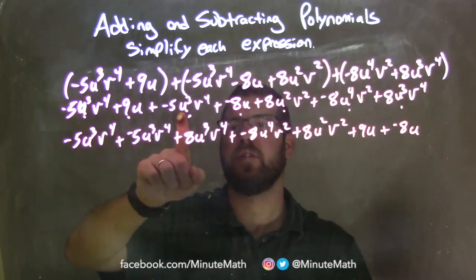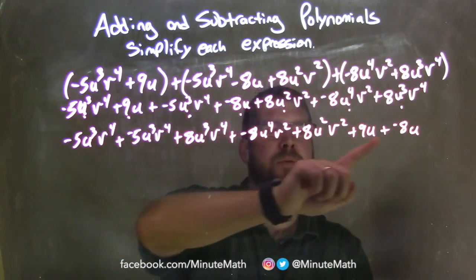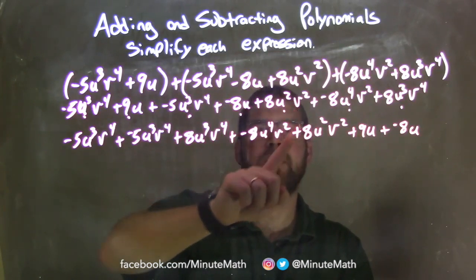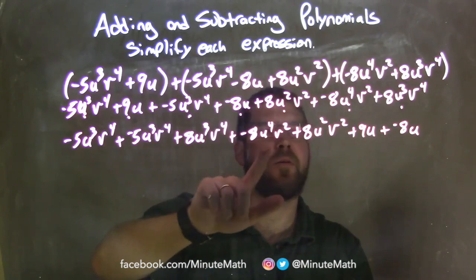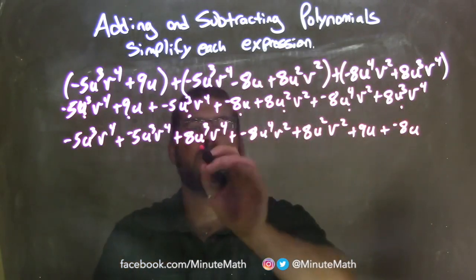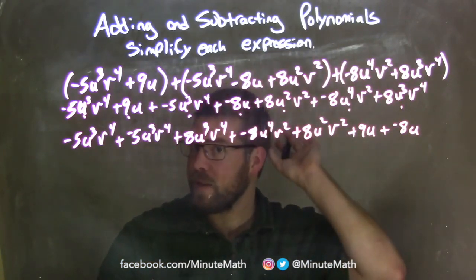Negative 5u to the third, v to the fourth right there. Negative 8u right there. 8u squared, v squared right there. Negative 8u to the fourth, v to the second power right there. And 8u to the third, v to the fourth right there. So now let's go combine my like terms.